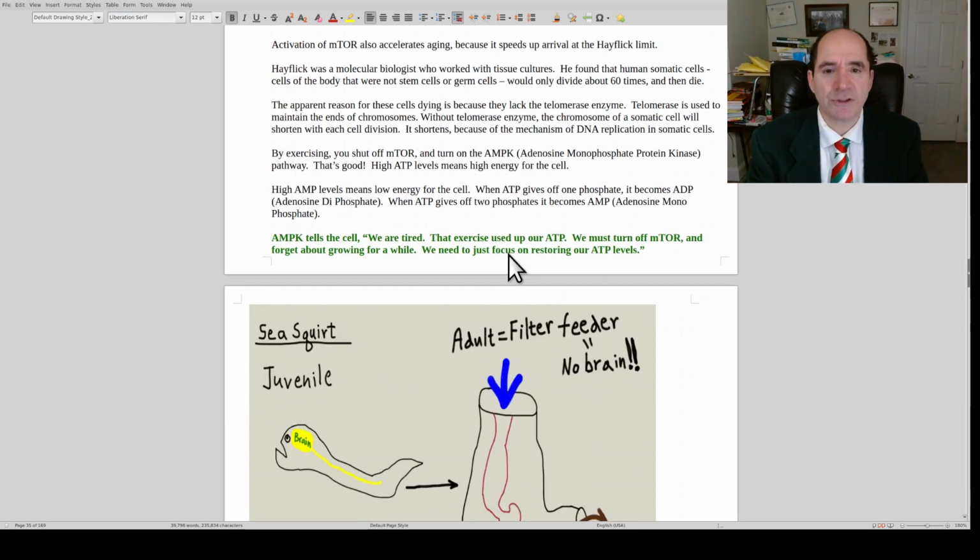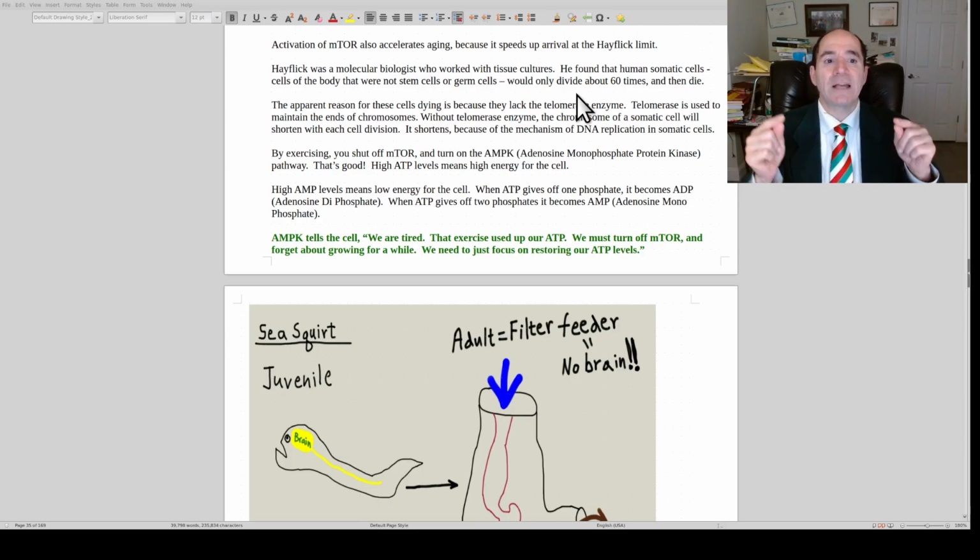And also, just to mention, things that speed up mTOR also accelerate aging. You should know about the Hayflick limit. Hayflick was a molecular biologist working with human tissue cultures, and he found that human somatic cells, that means non-stem cells, non-germ cells, could only divide about 60 times and then they die. A stem cell is one that's able to continue to replicate, like germ cells from your testes or your ovary. So 60, all right? So what does that mean?